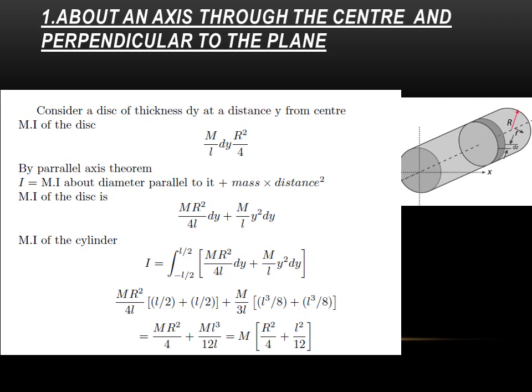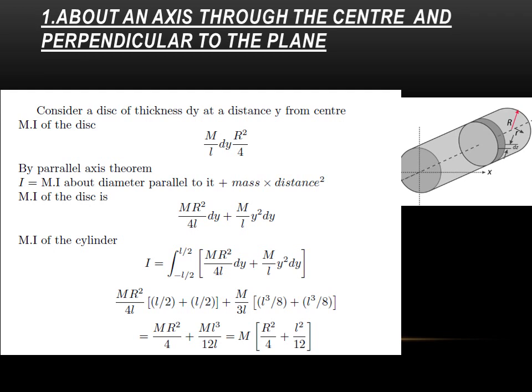By the parallel axis theorem, the moment of inertia about any axis which is passing through the center of mass is given by the moment of inertia about a parallel axis plus mass into distance square. So the moment of inertia of the disk is given by the previous expression, M R square by 4L into dy, plus the mass per unit length, that is M by L, into distance square y square. M by L into dy is the mass of the small circular disc. Then M by L dy into the distance square y square will be the total moment of inertia.